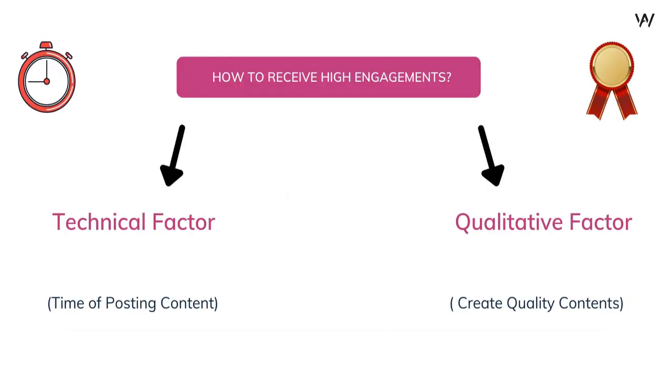Now you might ask me how to receive high engagements in the first 1 to 2 hours. Well, there are two answers to that question. The first answer would be a technical factor and the second answer would be a qualitative factor. In the case of the technical factor, it is all about the timing of posting your contents, and in the qualitative factor, it is all about creating quality contents. Now we'll be talking more about the qualitative factor of creating quality contents in the content creation section of this course. So we'll leave that aside for the moment and let's focus on the technical factor, or in other words, the timing of posting your content.